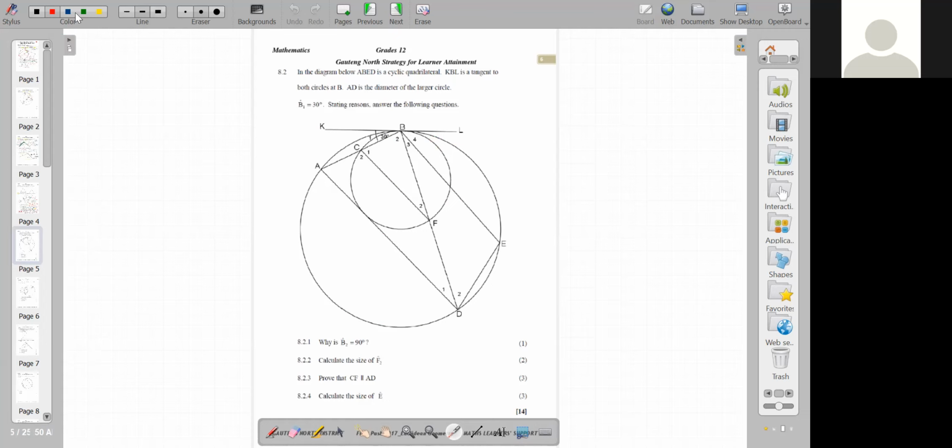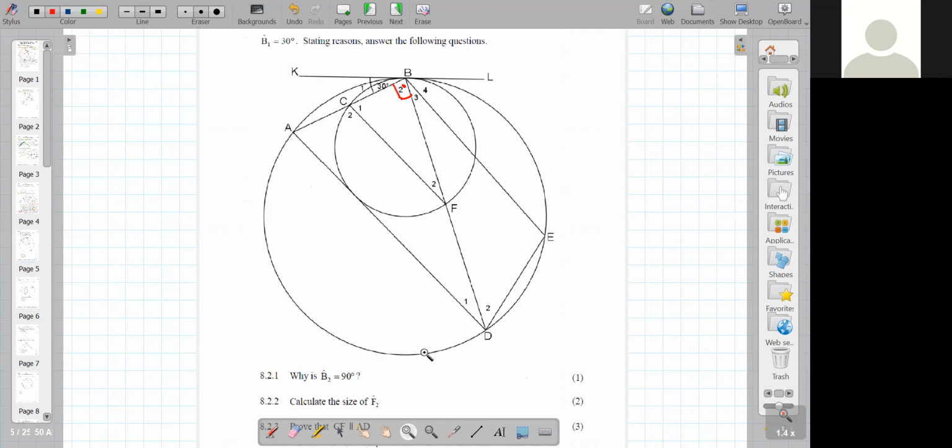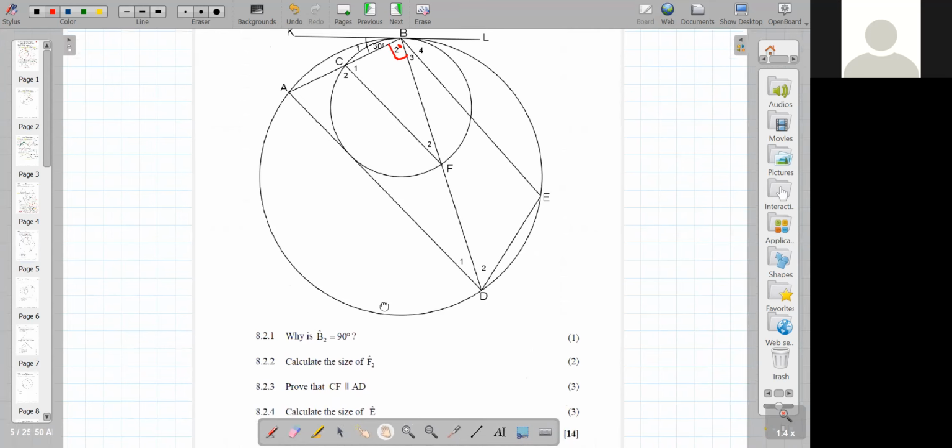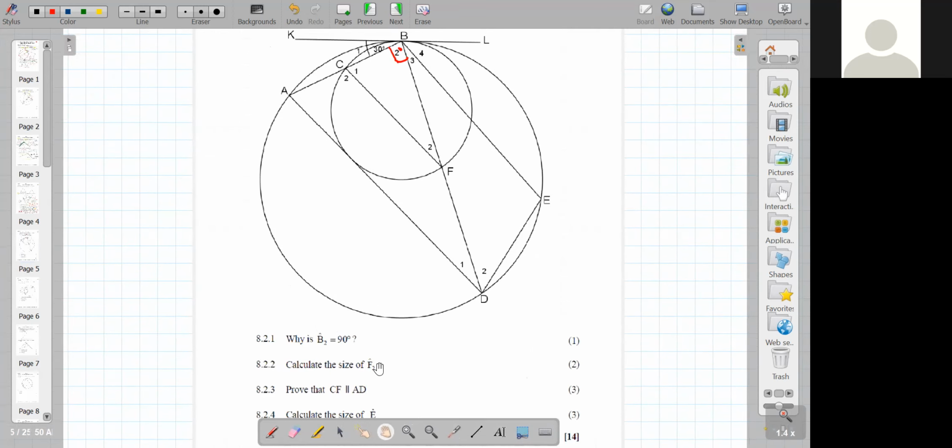Okay, since AD is the diameter, when you read that, don't forget, just say 90 degrees. Why is B2 90? Because AD is the diameter in the big circle, isn't it? Yeah, in the larger circle. And B1 is 30, that's it. Okay, now let's focus on this information. That's 90 degrees because it is the diameter. Now the question says why is B2 90? Oh, we just said it is 90, man.